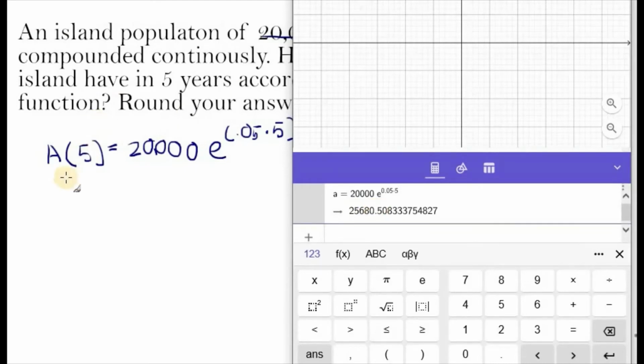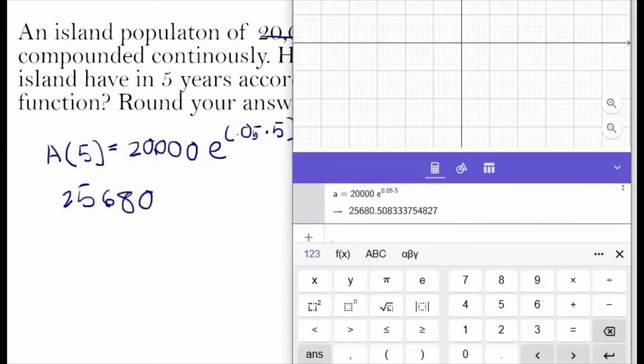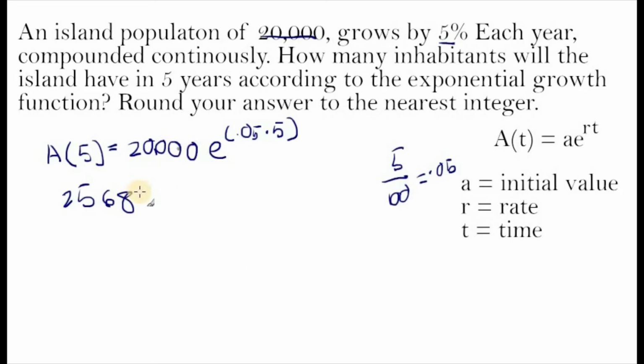So we're going to do 25680, but instead of 0, it's going to be 1 because we're rounding. And this is how many people there will be on the island in 5 years. So A of 5 is equal to 25,681. That is how to calculate the continuous growth.